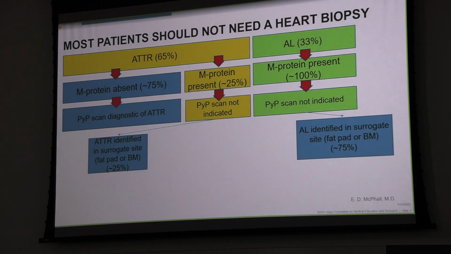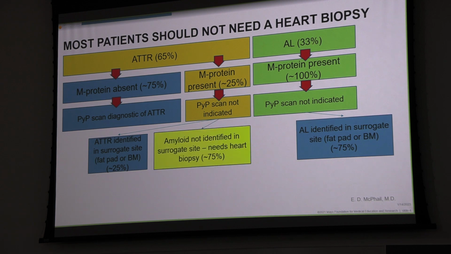And similarly for AL, for those patients, again, who have an M protein, so you can't do a PYP scan, about 75% of those will have amyloid present in either the fat pad or the bone marrow. And again, these surrogate sites are overall quite reliable. Not 100%, but overall quite reliable.